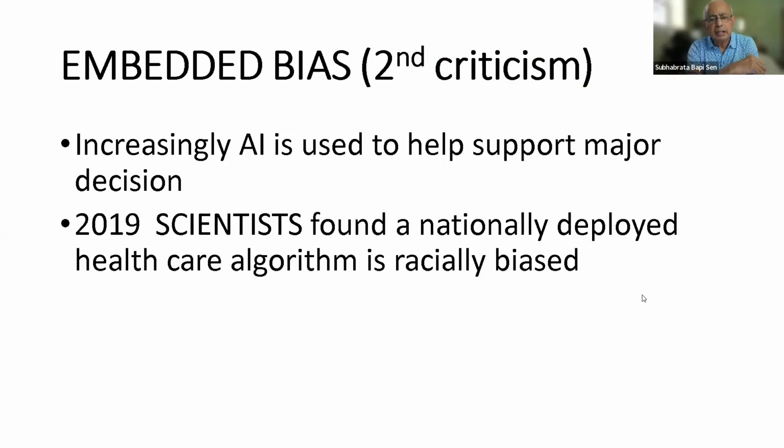The embedded bias is the second criticism. Increasingly, AI is used to help support major decisions. In 2019, scientists found that a nationally deployed healthcare algorithm showed bias. Although AI can support major decisions, those decisions could be very biased because it inherits the biases of the people who put it together.